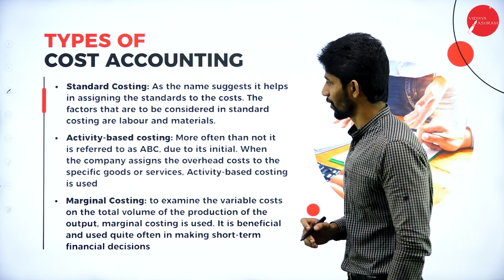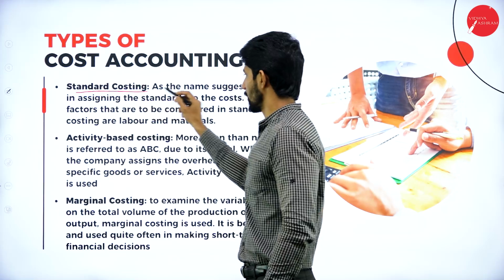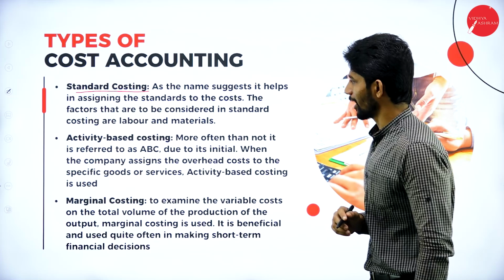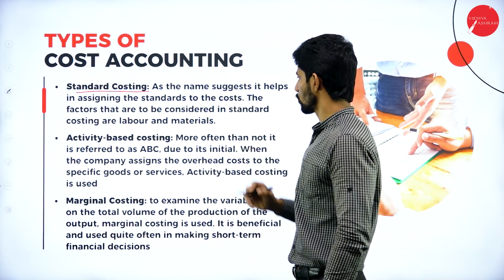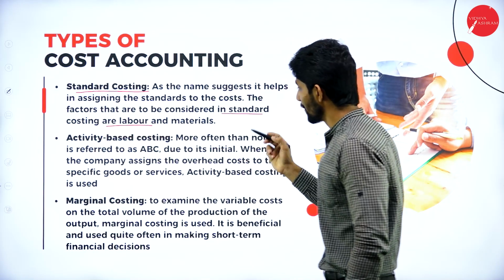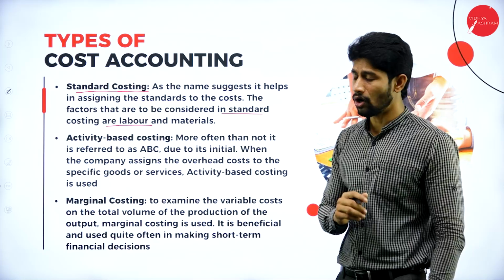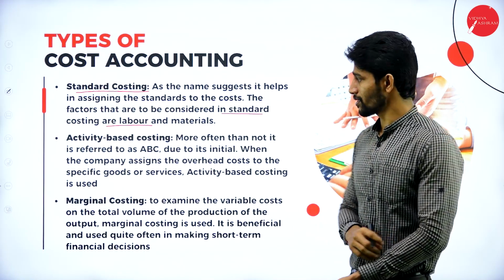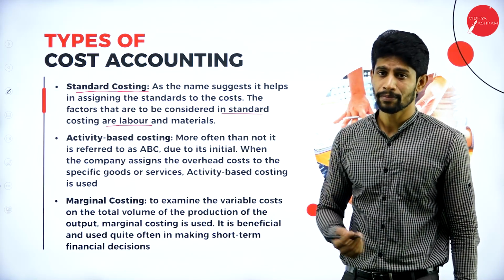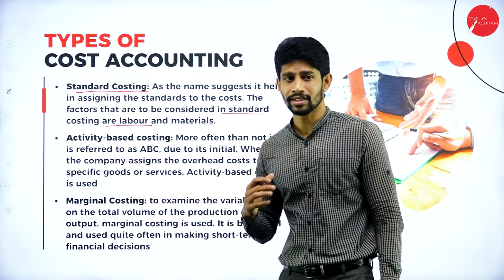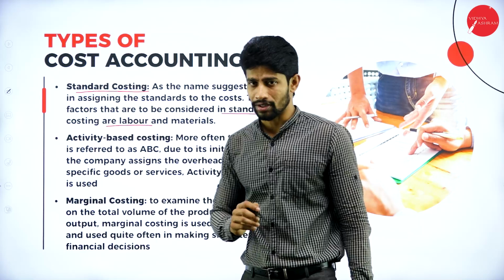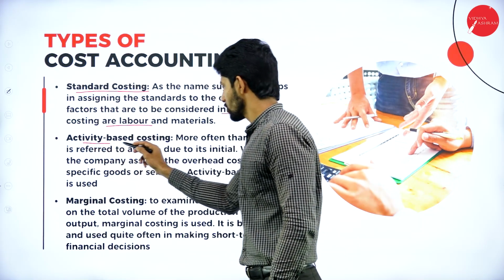Types of cost accounting. The first one is standard costing. What is it called? Standard costing. As the name suggests, it helps in assigning the standards to the cost. The factors to be considered in standard costing are labor and material. It is all about fixing of the standards of cost. So while we are fixing the cost with respect to labor and material, you are supposed to follow this standard costing.